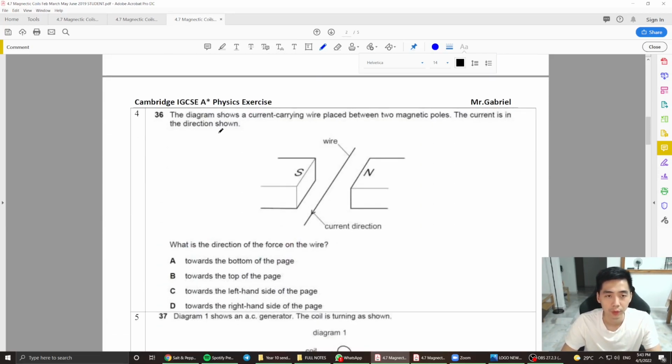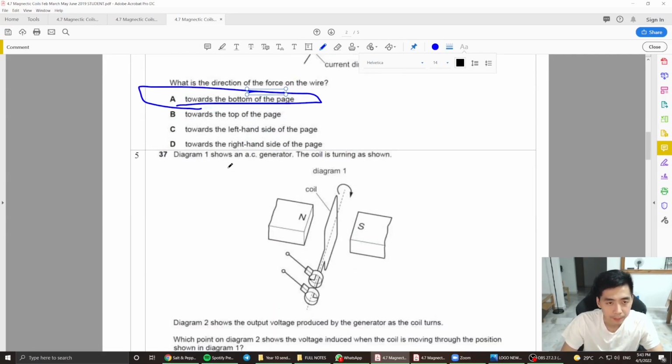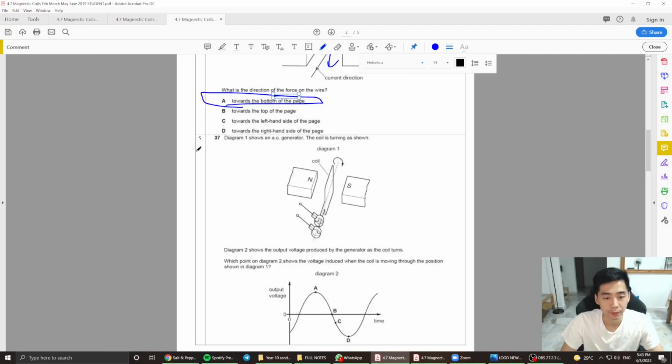Alright, so from here the diagram shows a current carrying wire placed between the two magnetic poles. The current in the coil is shown as current here. What is the direction of the force on the wire here? If you're looking for force, you're supposed to use Fleming's left hand rule. Magnetic field towards the left, current coming towards you out of the screen, right? And thus your force should be downwards. If you're looking for the force downwards, it should be towards the bottom of the page, and thus A is the answer here. Then question number 5.